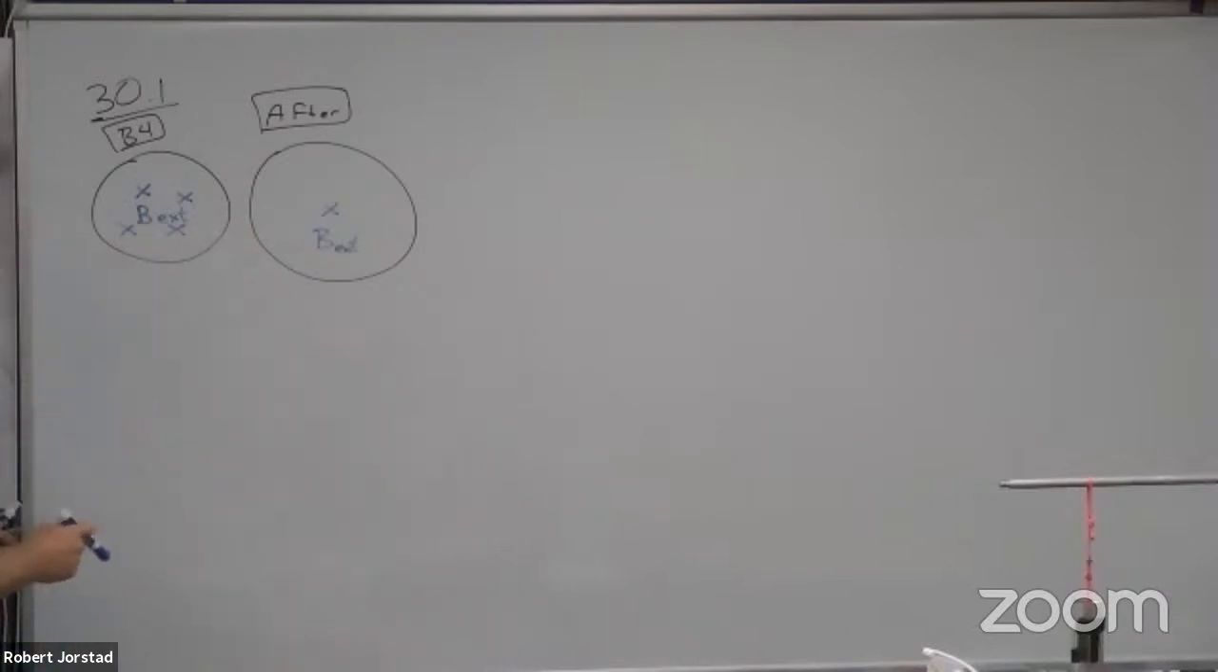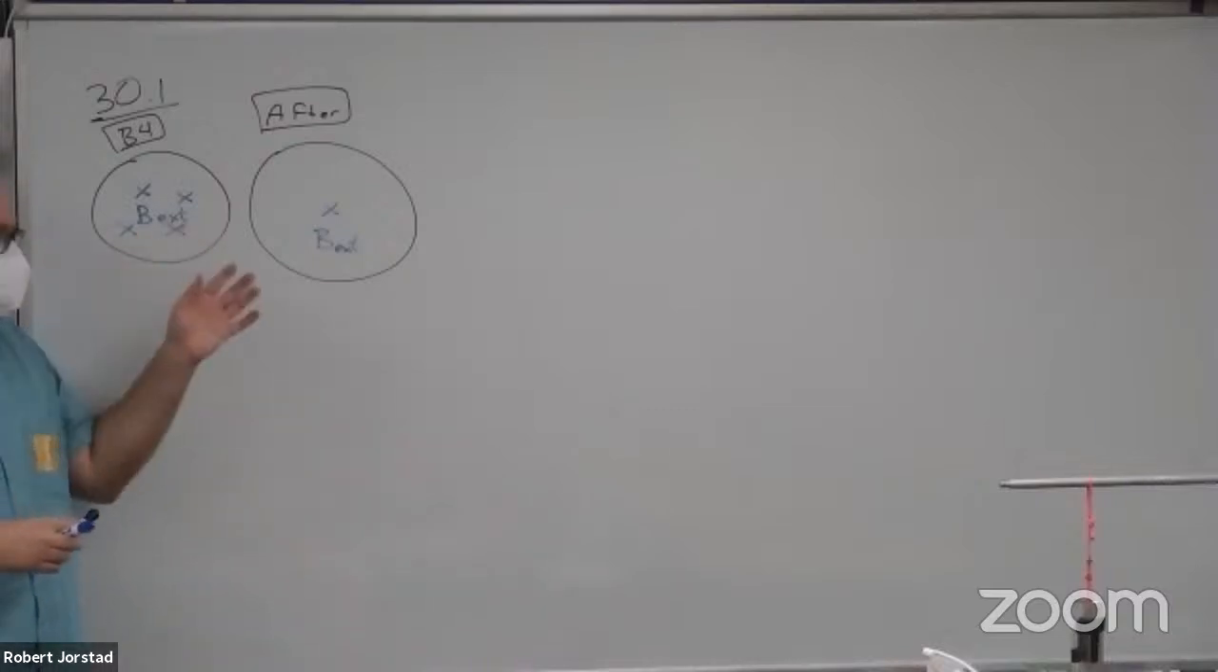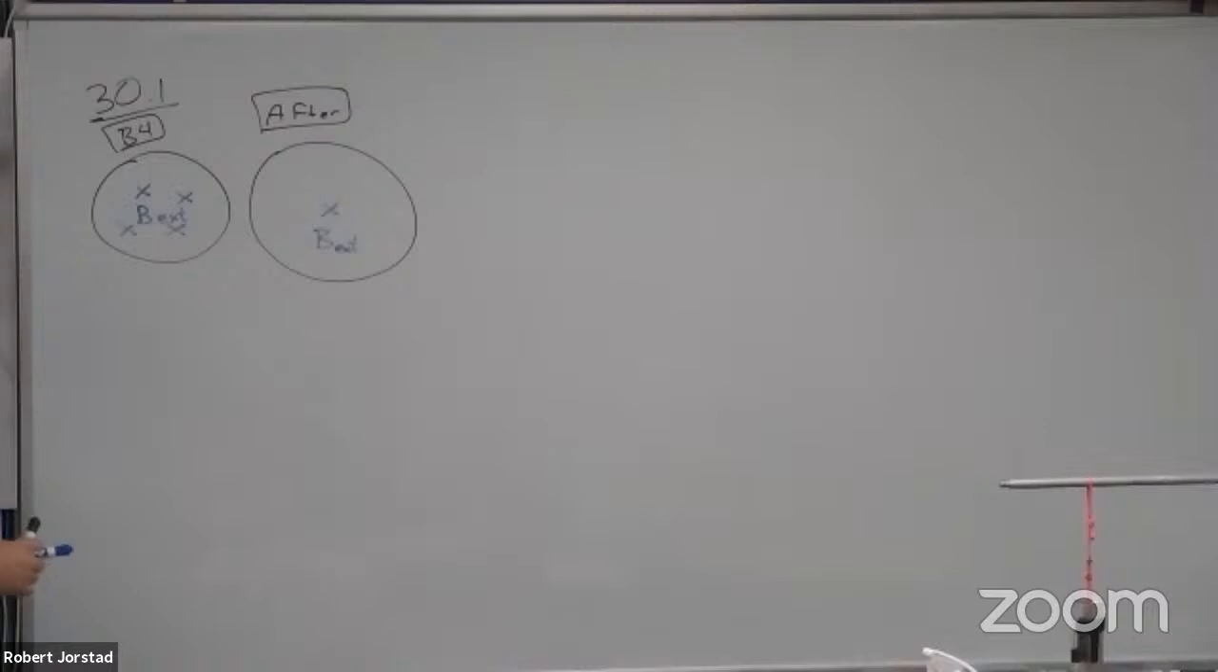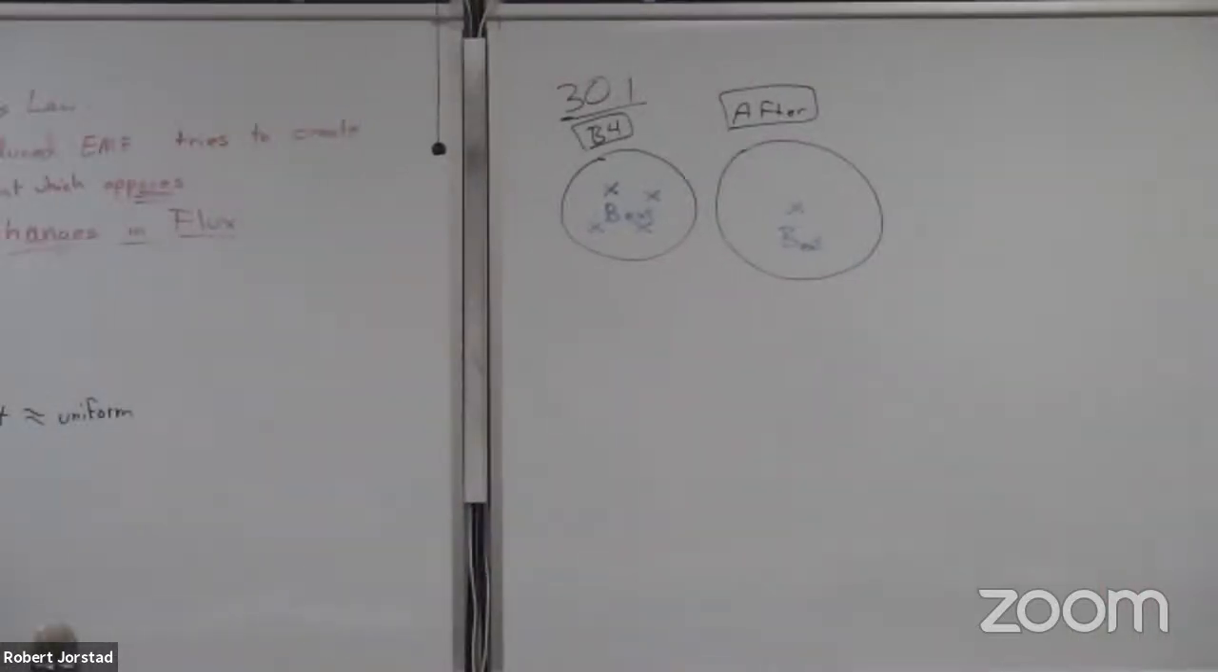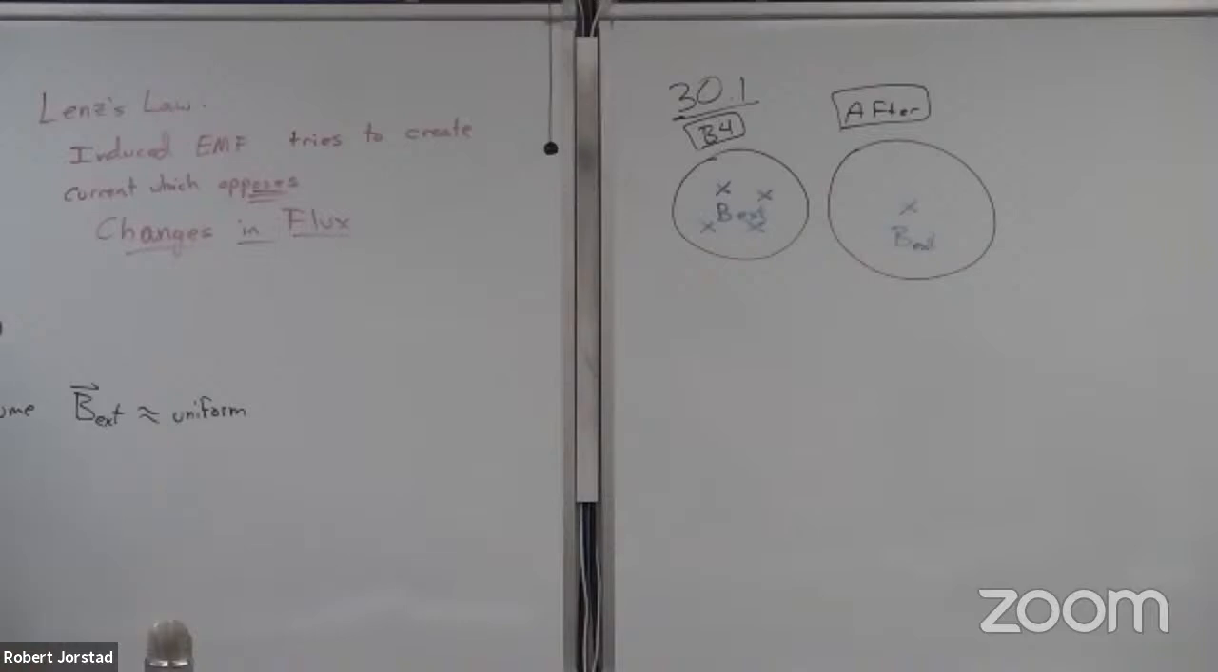What's magical about this is this should try to create current. Now, it's very difficult to understand the direction of, like, a battery here, but I'll get to that in a minute. For right now, I want to focus on this claim here. Lenz's law. We're going to try to create current which opposes the change in flux.